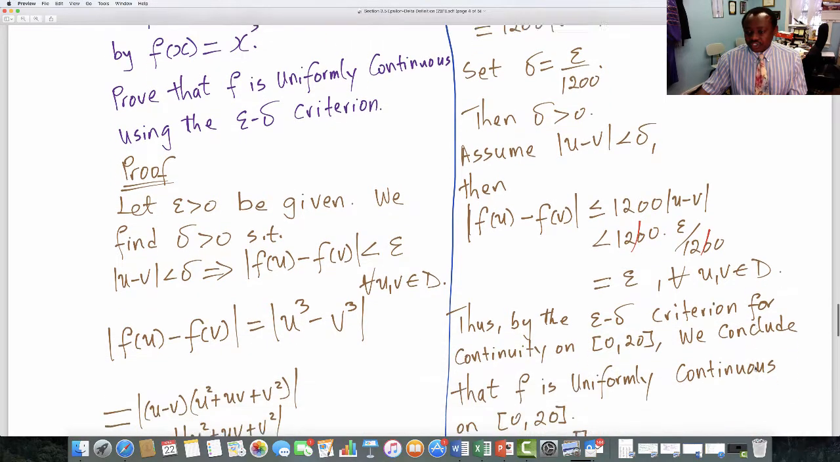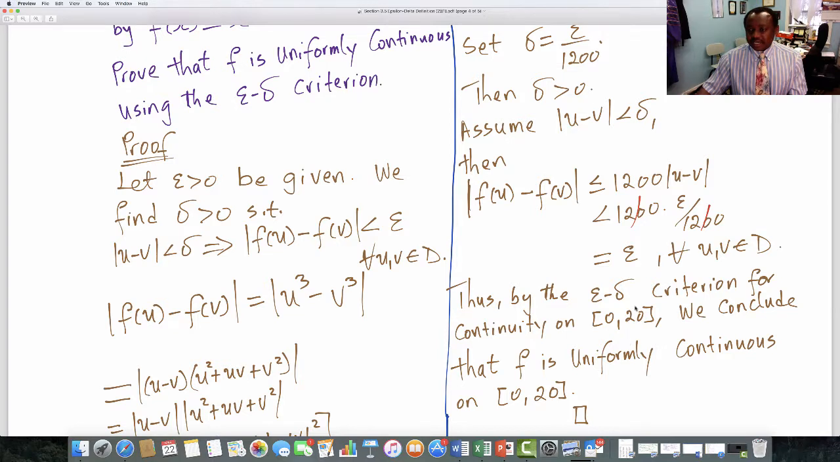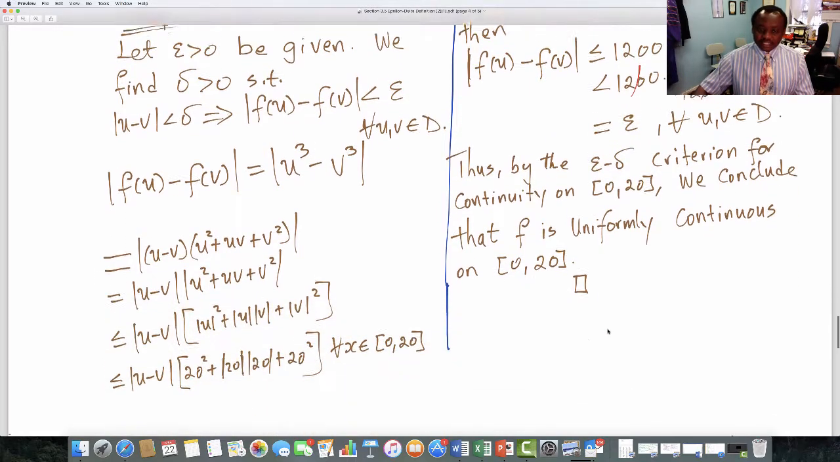What is the conclusion? By the Epsilon-Delta Criterion for continuity on an entire domain, we can conclude that f is uniformly continuous on the closed bounded interval [0, 20]. And that brings us to the end of that example.